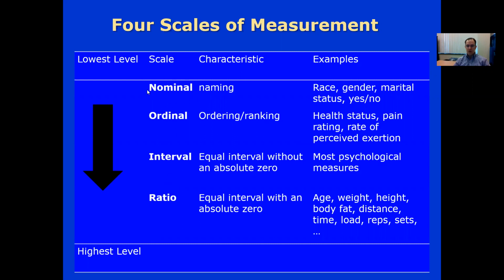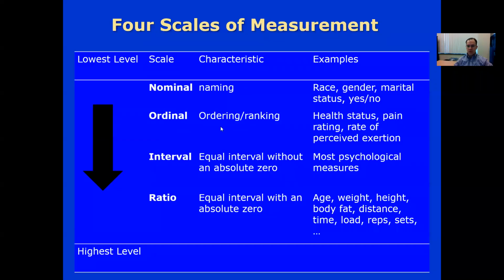The first is nominal, and that simply is a naming. Here you're going to be looking at race, gender, marital status, or a yes or no. And in quantifiable research, these would be used. Let's say for gender, you would assign 1 for female and 0 for male. That doesn't mean that female is 1 greater than male, but rather you would use those numbers in order to quantify your sample.